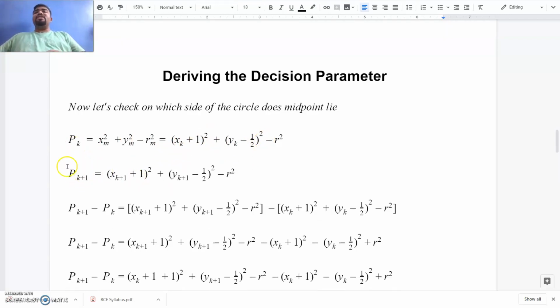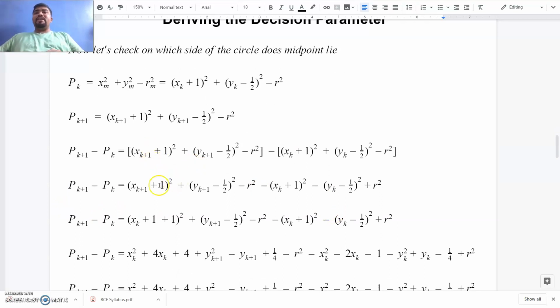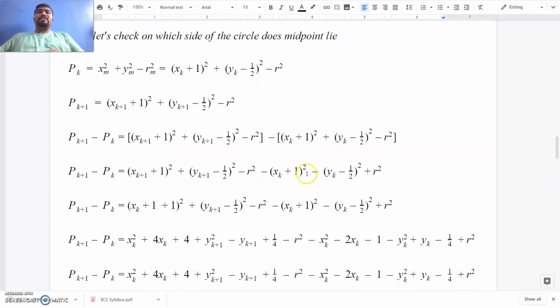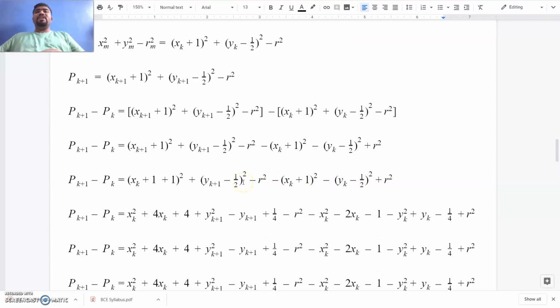Now we say that the next decision parameter is dependent on the previous decision parameter. So it would be better if we have a difference between the both. So what we do is check out the next decision parameter, that is p of k plus 1. We have just written k as k plus 1 in the below equation, right? And then we compute p of k plus 1 minus p of k. When we do this, you can see I have expanded, and after expanding and changing the signs, this minus converted to plus over here. We can clearly see this is plus r square minus r square, so we can directly eliminate them, right?